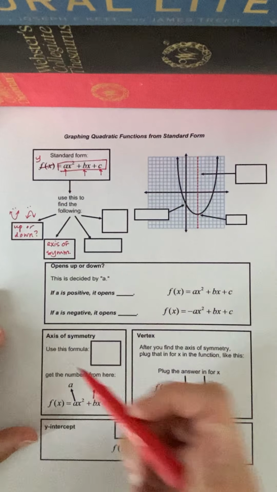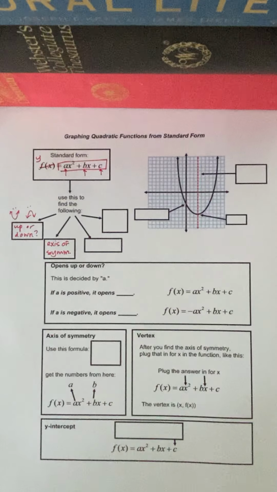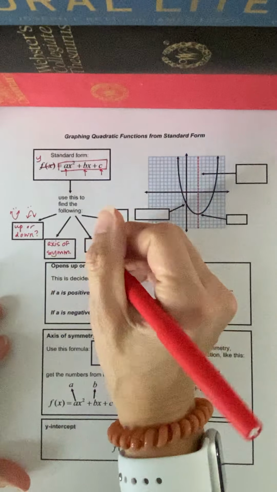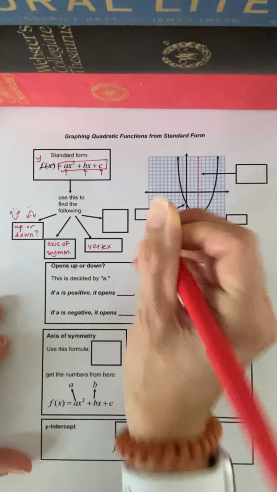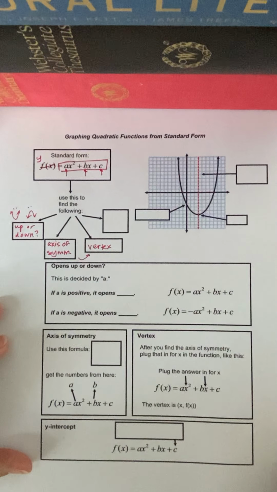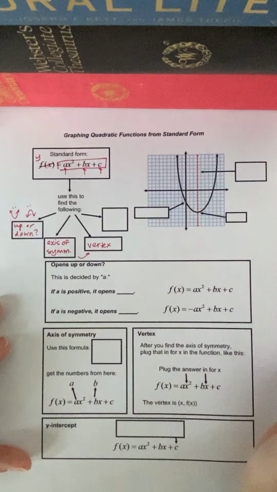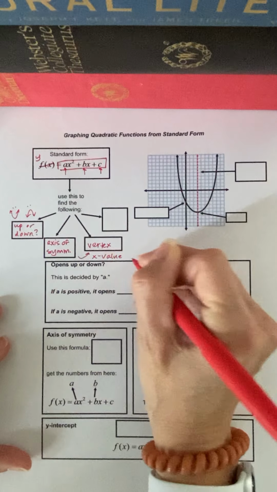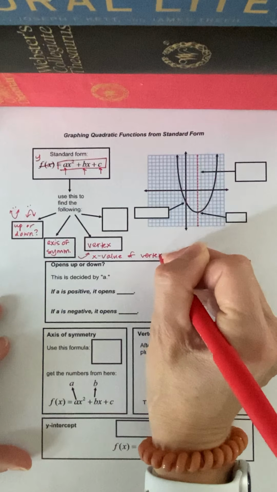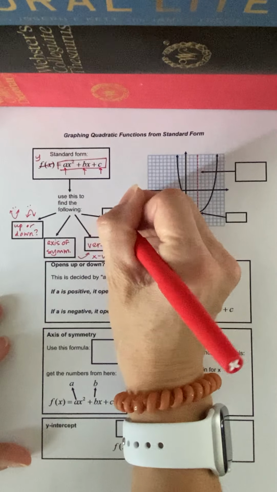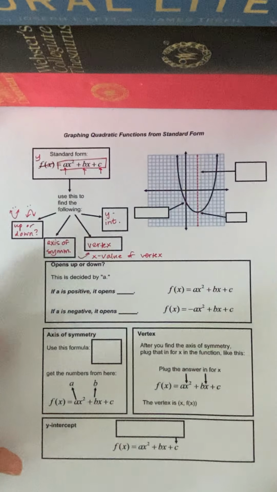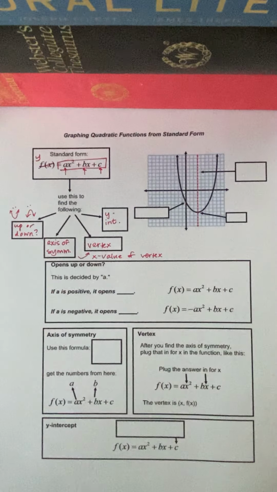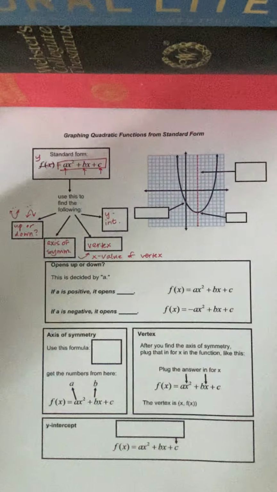And remember, that's the line on which you can take the parabola, fold itself, and it would be a mirror image of itself on both sides. You can find the vertex, and the axis of symmetry actually goes into finding the vertex. So remember, the axis of symmetry is actually the x value of the vertex. And then you can also use it to find the y-intercept. We can also use it to find the roots or the zeros, the x-intercepts, the solutions, but we're not going to do that part of it today.